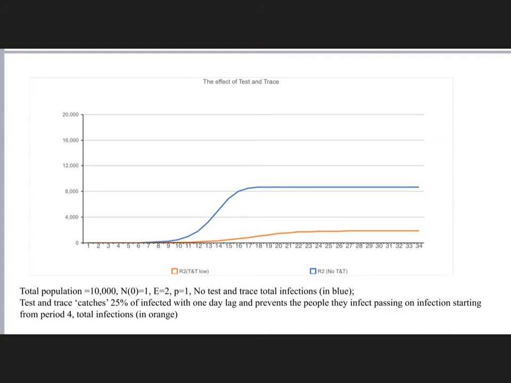But still, as you can see from this diagram, that makes a big difference. So the test and trace, when it comes in, really slows down the progress of the virus. And you'll see here that instead of having around 87% of the population infected by the time the disease dies out, you're really looking at more like 20-25% of the population being infected.